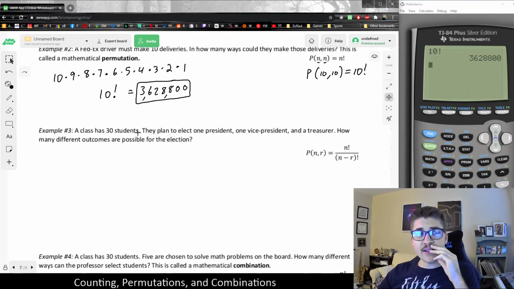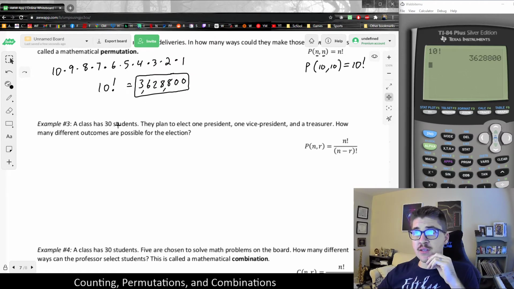But let's kind of phrase it in a new way. Let's look at example number 3, just to look at permutations a little bit further. So this is another very common type of question you'll see in these sort of chapters on permutations. It says a class has 30 students. They plan to elect 1 president, 1 vice president, and a treasurer. How many different ways can this happen?